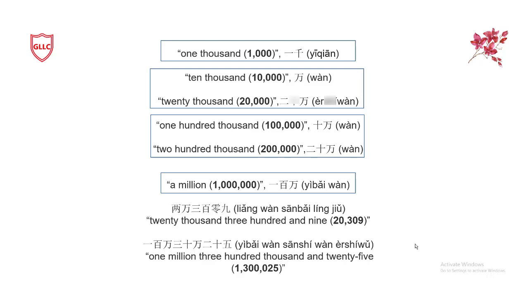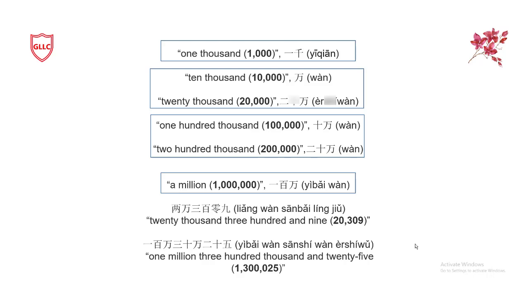And then at the end we go to the 1 million level. At 1 million, we say yībǎiwàn. It means 100 times 10,000. So yībǎi, you remember we learned already, yībǎi means 100. So 100 times 10,000 means yībǎiwàn, which is 1 million.